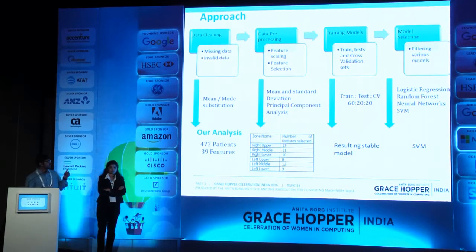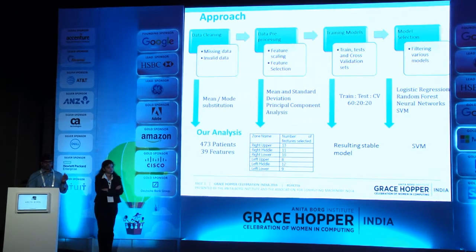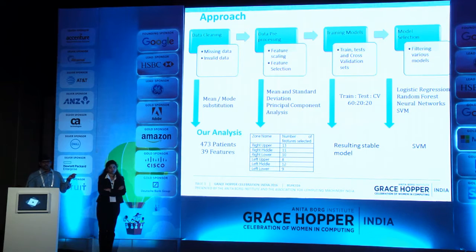By doing this, as Jyoti said, we started with 500 patients, but it came down to 473 patients and 39 features. There were a few rows which had a lot of invalid and missing fields, so we had to remove a few rows of patients as well. So it came down to 473 patients.